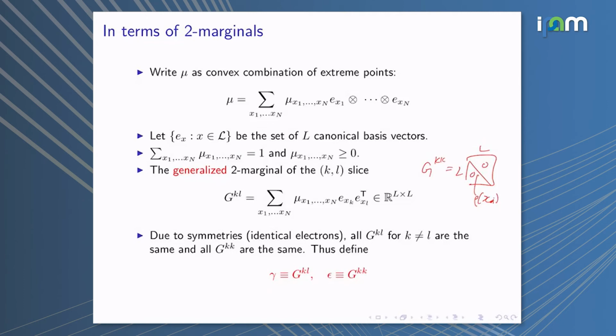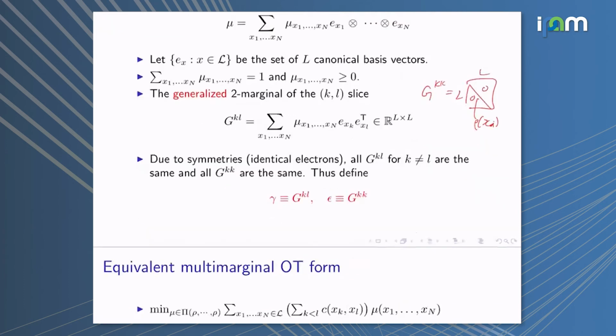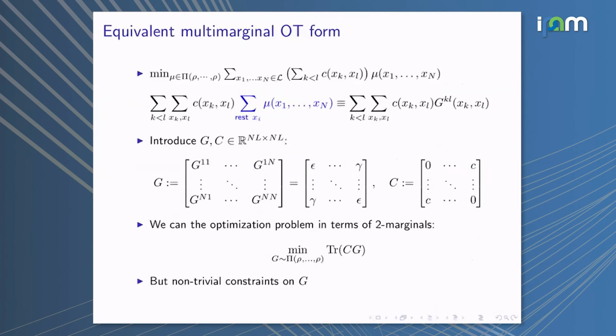Now the punchline here is that if you take a look at this problem, the only thing that really matters in the objective function is the two marginals. So now let's write the objective function in terms of these two marginals. This is the original objective function. One thing I did here is reorder the indices, so instead of summing over all possible indices, I sum over pairs.